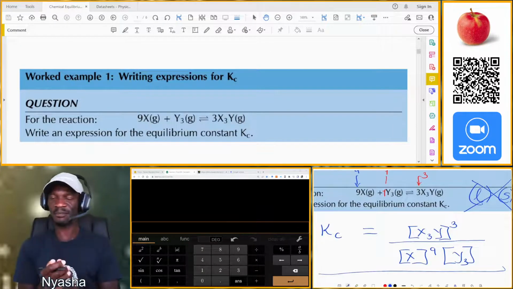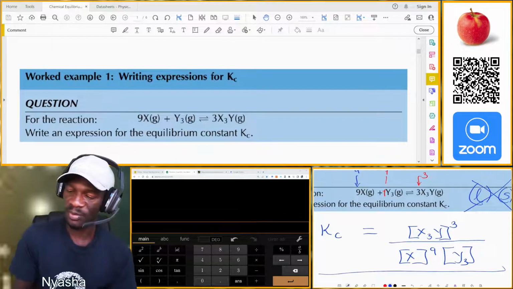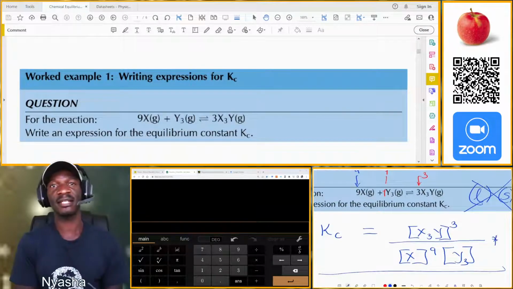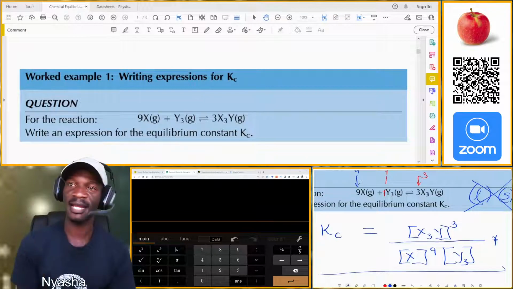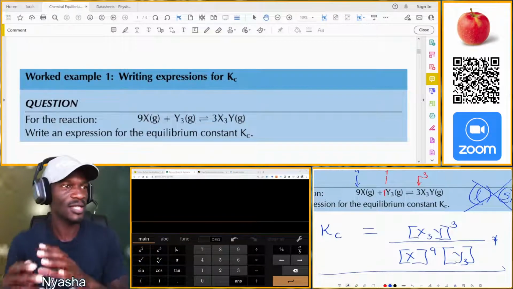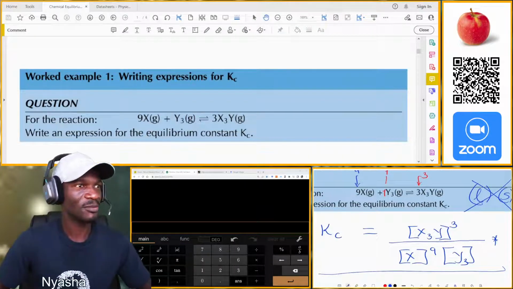So let's step up a bit. What are the things that we picked? We picked the equation, and then what is the next thing? We picked the states, right? The states are very important. So let's jump to the second question.